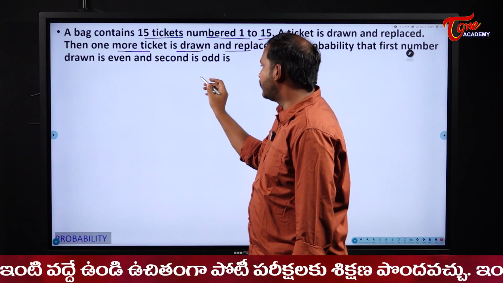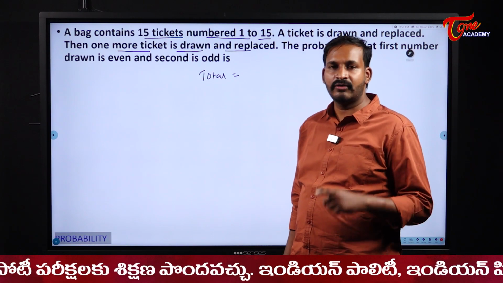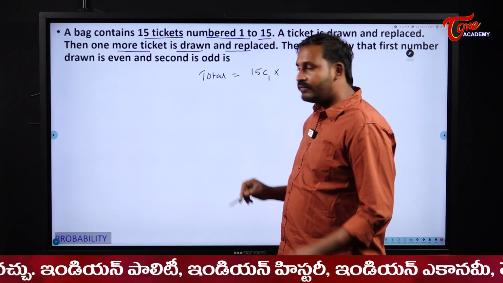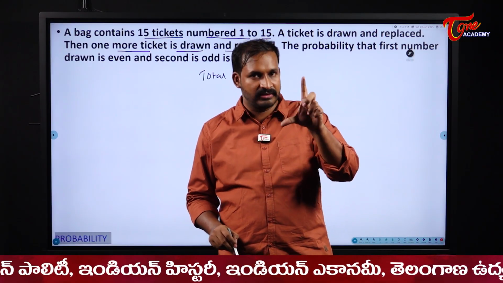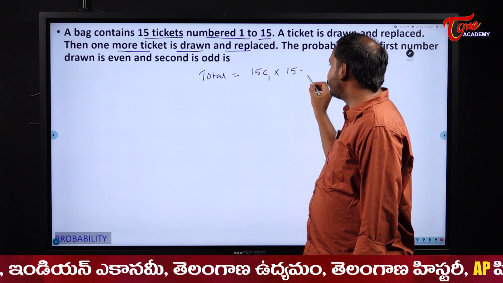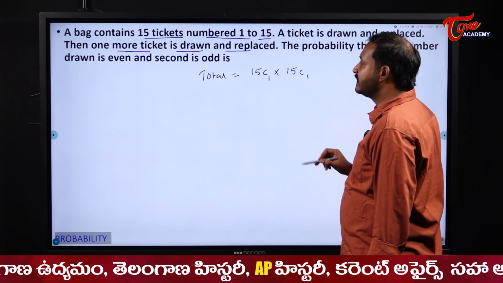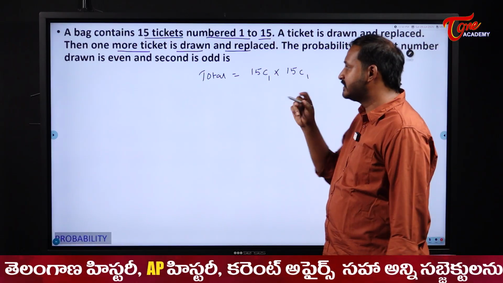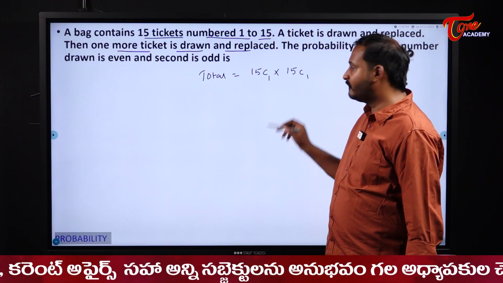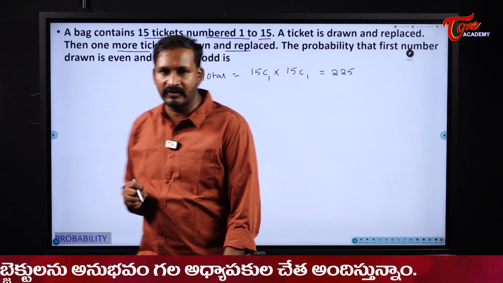So first of all, tell me what is the total number of chances here? When we are drawing the first ticket, what is the probability? 15C1 into, now we are replacing that ticket back, and now it contains once again 15. From that 15 we are drawing one more. So overall we are drawing 2. So 15C1 into 15C1. So total number of chances here will become 225. 225 will be the total number of chances.